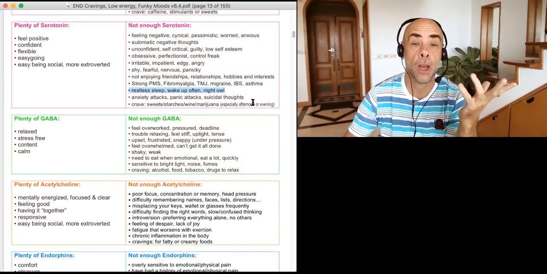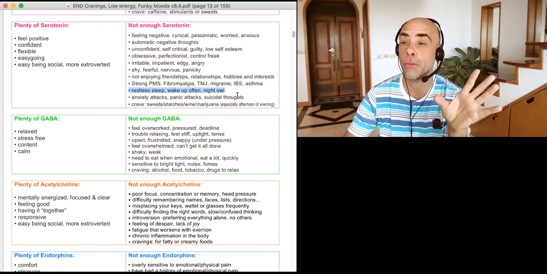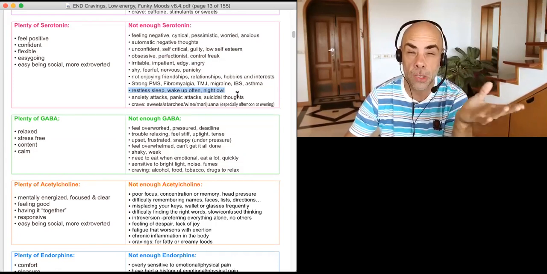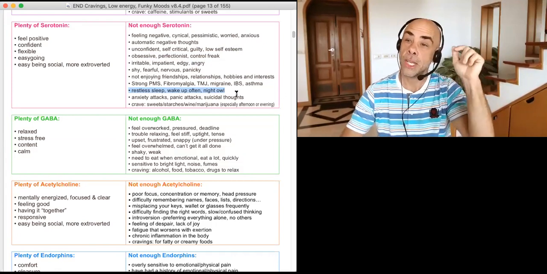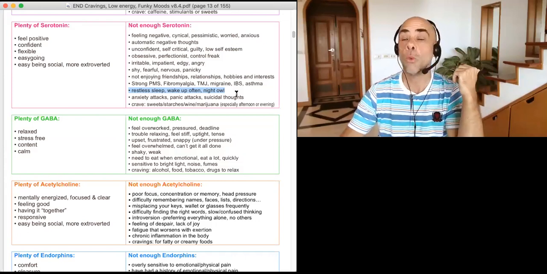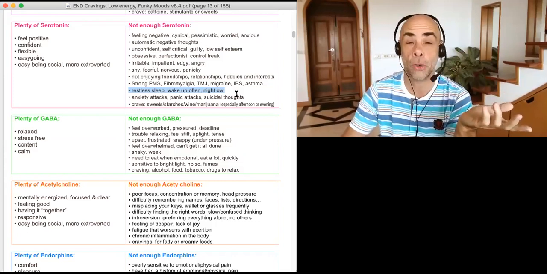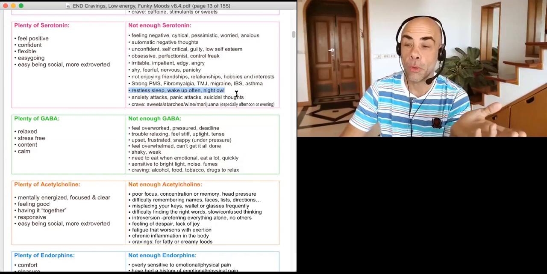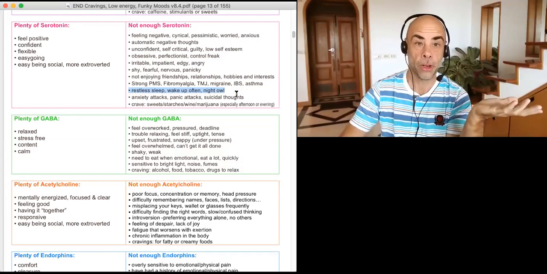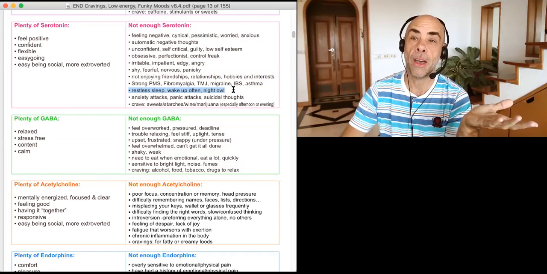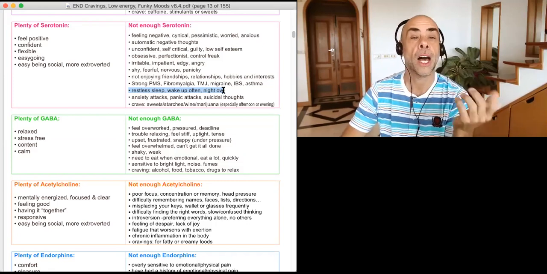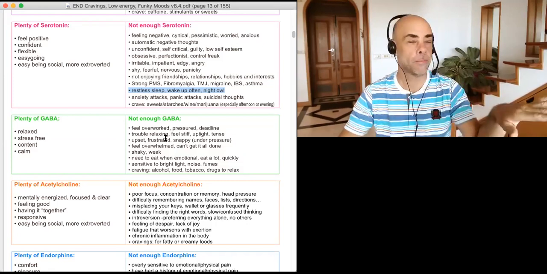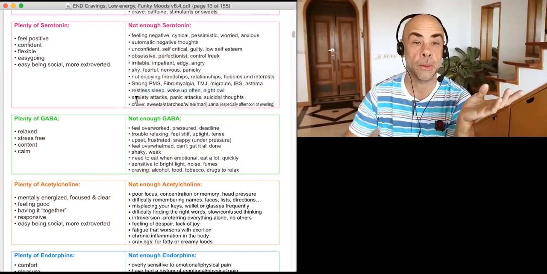Restless sleep, awake often, or night owl. If you have lots of difficulty with sleep stuff, serotonin, taking serotonin before you go to bed, and even waking up in the middle of the night. I'll take serotonin in the middle of the night if for no other reason than when I wake up in the morning I feel better. But if I'm having difficulty sleeping, I'll take serotonin and GABA. It's just easy to go back to sleep.